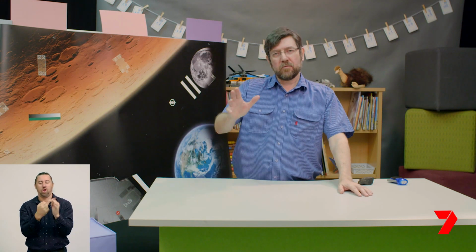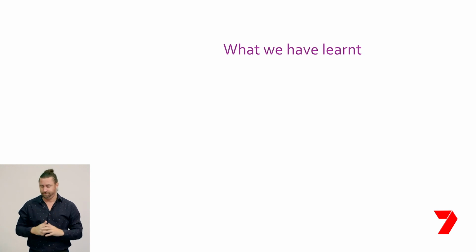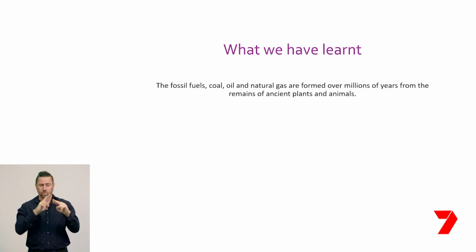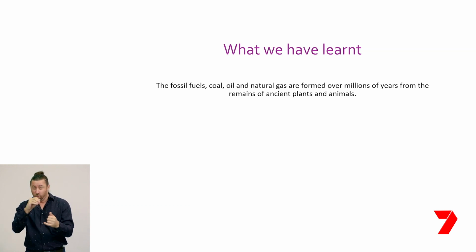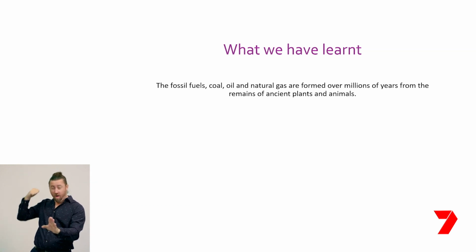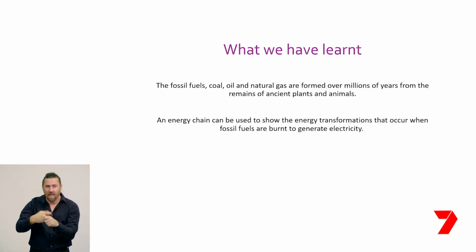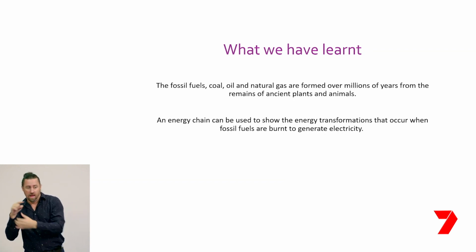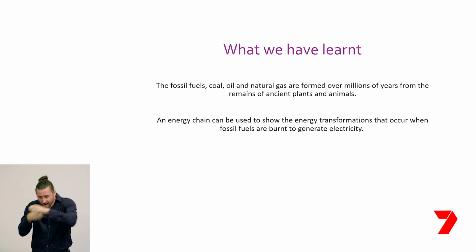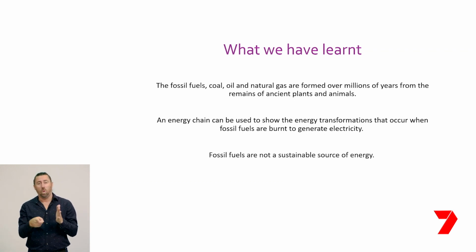Okay, let's recap what we've learned today. This is what we now know. The fossil fuels, coal, oil and natural gas, are formed over millions of years from the remains of ancient plants and animals. An energy chain can be used to show the energy transformations that occur when fossil fuels are burned to create electricity. Fossil fuels are not a sustainable source of energy.